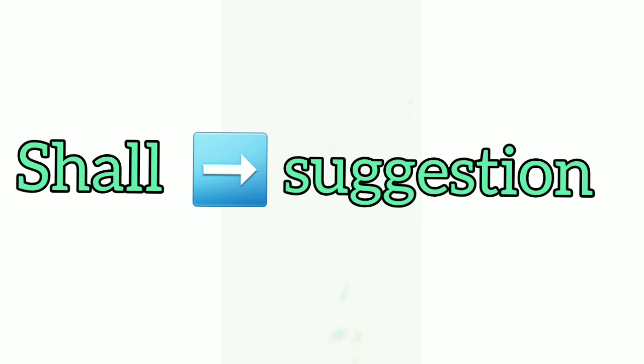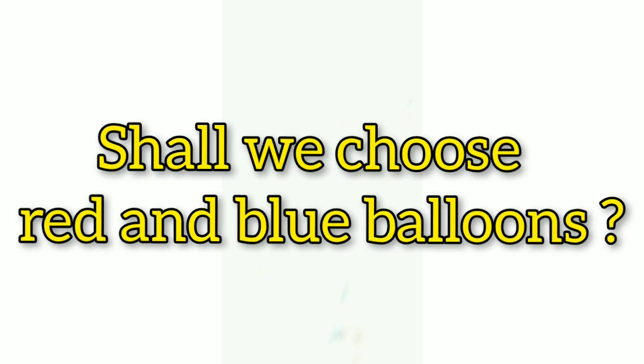Now the next usage of shall is this. Shall is used to convey a suggestion. Shall we choose red and blue balloons? This is a beautiful sentence. Shall we choose red and blue balloons? I would like to give you a situation for this. Imagine you are preparing for your friend's birthday. All planning has been done and you have planned to decorate the room with different color balloons.